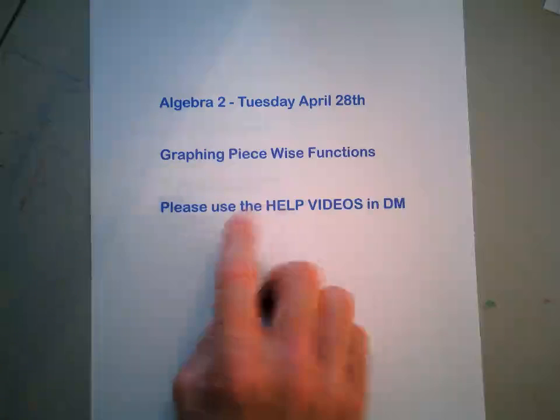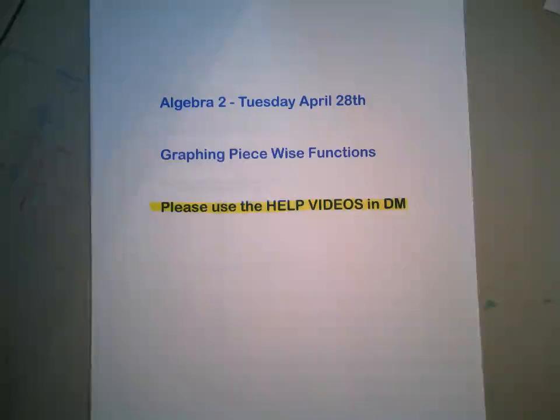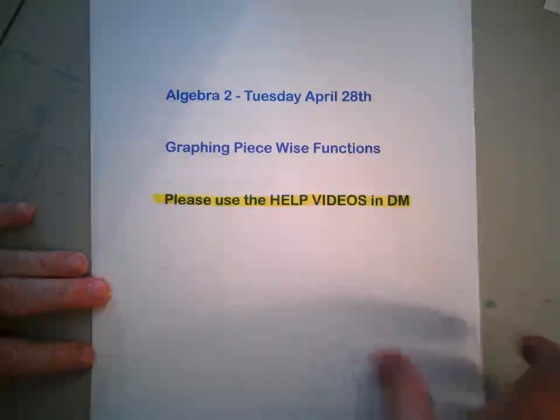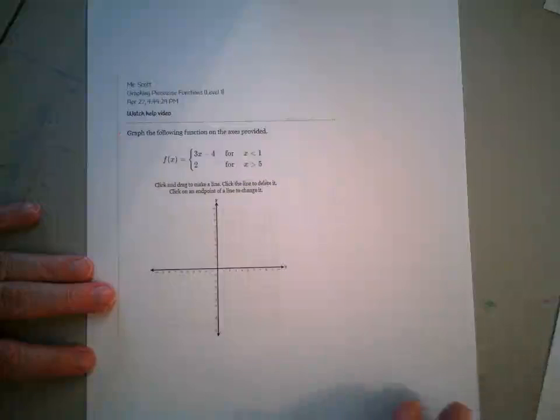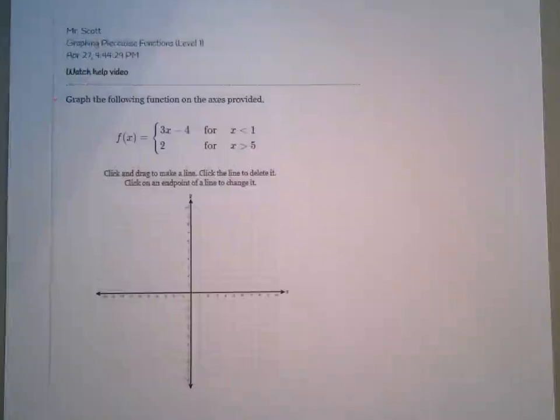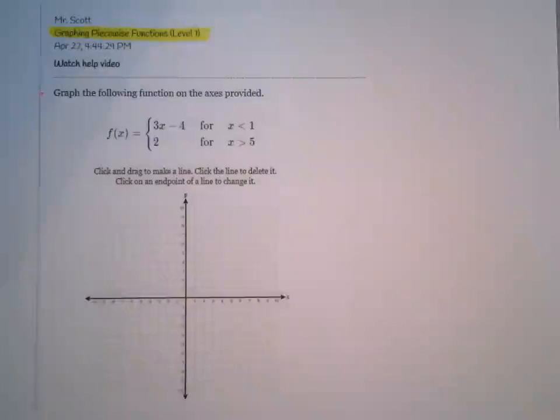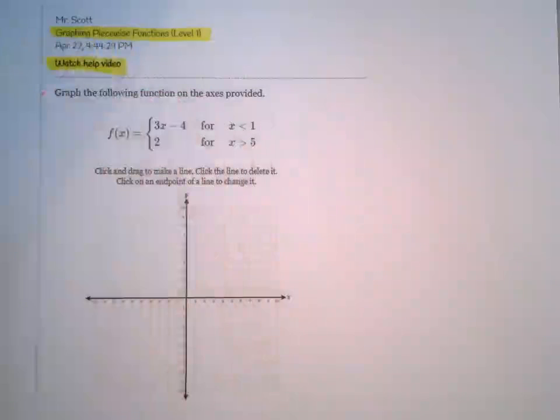Okay? So I highly recommend using the help videos for this section. All right, so let me show you, and I'll zoom in here a little bit. There are two sections of Delta Math problems in tonight's homework. So this is going to be the level 1 type of problem. And man, this help video helped tremendously. They did a great job of explaining how to do the problem as well as how to use Delta Math.